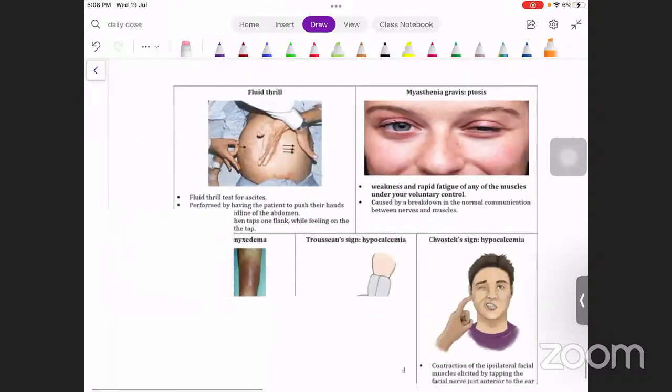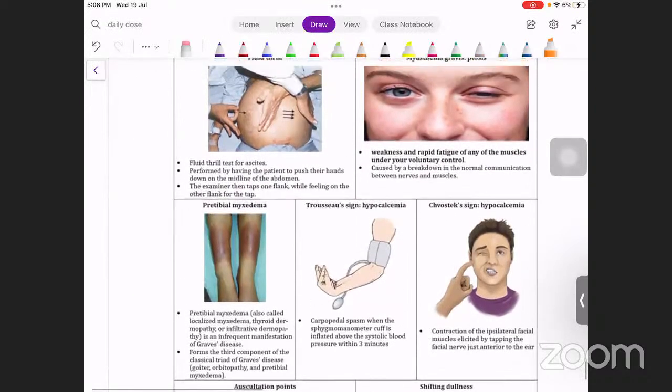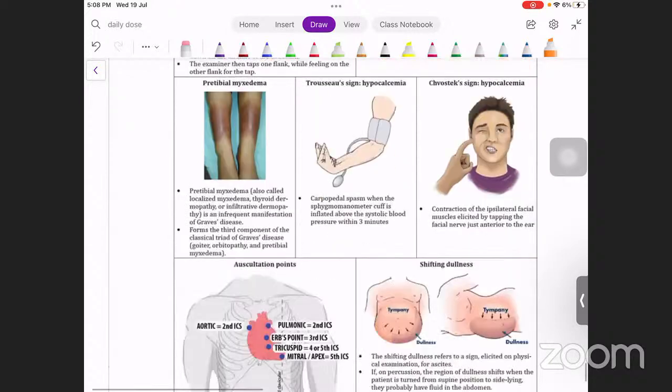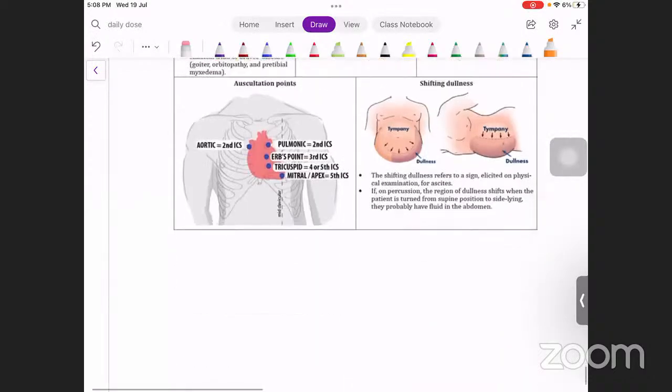Myasthenia gravis. Apart from that, the fluid thrill test is used to check for ascites, and ptosis for the myasthenia gravis image, and pretibial myxedema, which is associated with Graves' disease, and Trousseau sign, hypocalcemia, Chvostek sign, hypocalcemia, and shifting dullness, you may see it for ascites. Auscultation points we have already done. So these are the image-based questions, people.